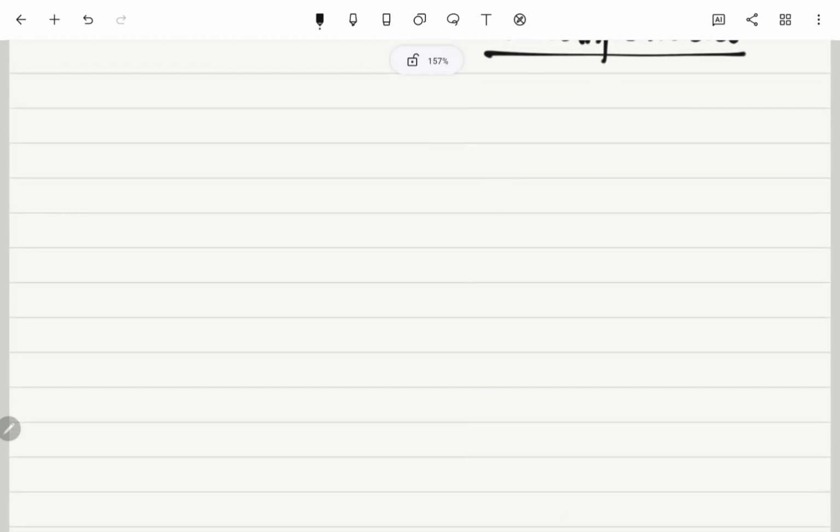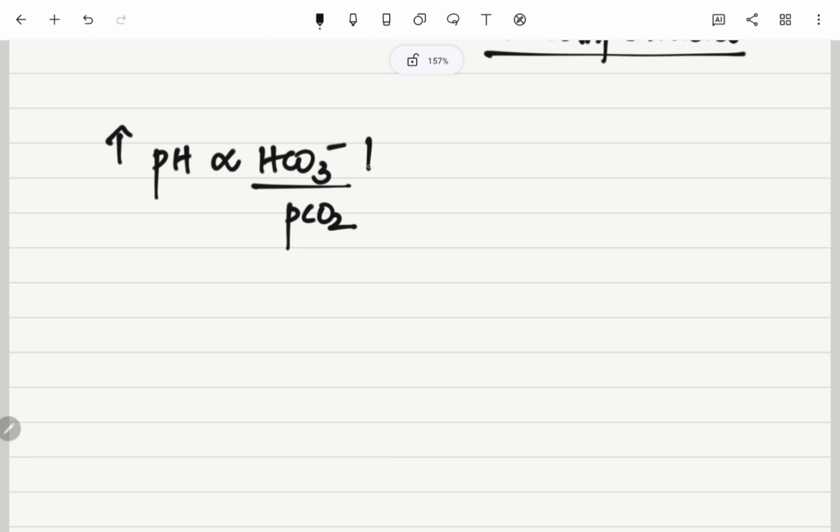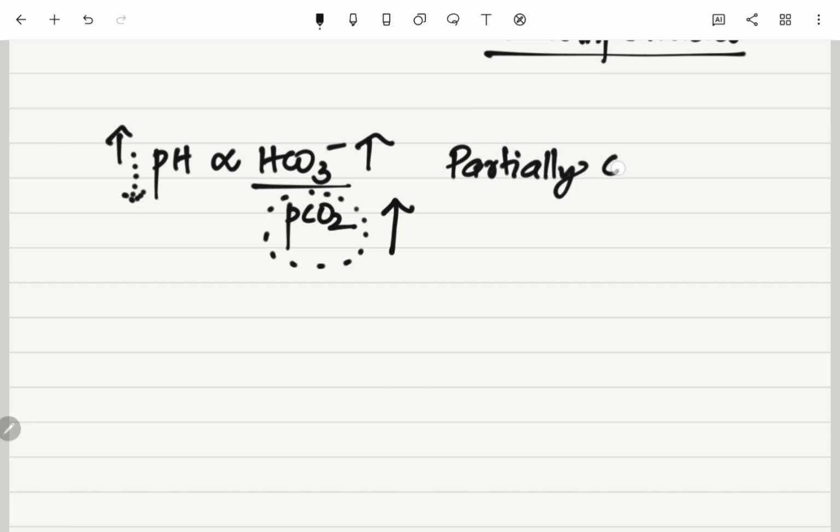Moving to the second type, here also we write the same equation, pH proportional to HCO3 by H2CO3. Here pH is increased, HCO3 is also increased. So what change do you expect in PCO2 to bring down the pH value? PCO2 should increase. This type of metabolic alkalosis is known as partially compensated metabolic alkalosis.